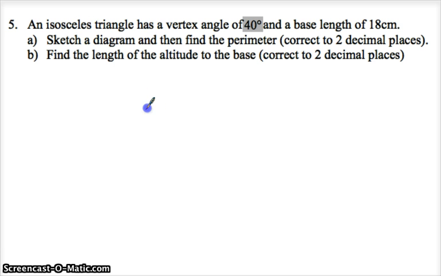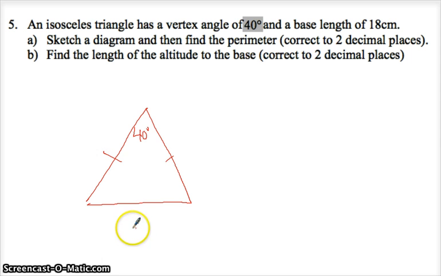An isosceles triangle has a vertex angle of 40, so this is 40 degrees, and these sides are the same, and a base length of 18. Find the perimeter. First thing I need to do is find the perimeter. We can't really do trig unless we have right triangles. So if that's an isosceles triangle, I'm going to split it in half so I have right triangles. These are 9. I need to find this using trig.